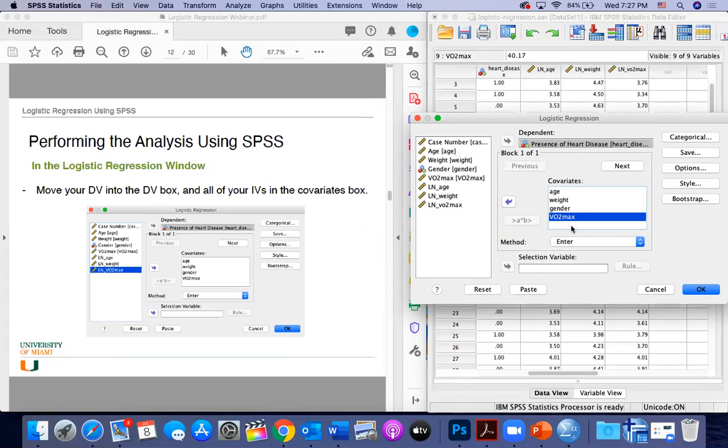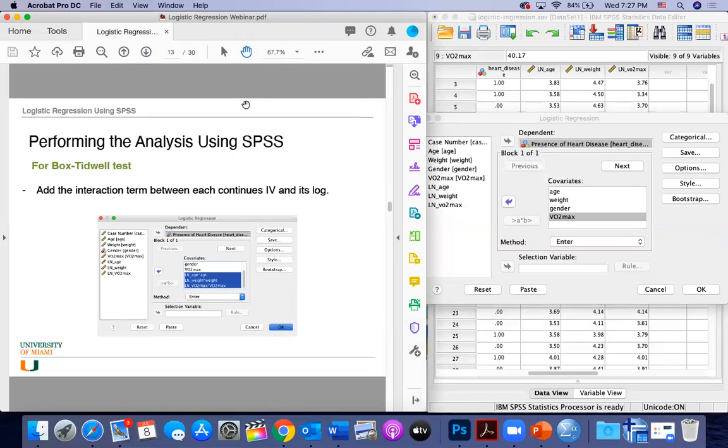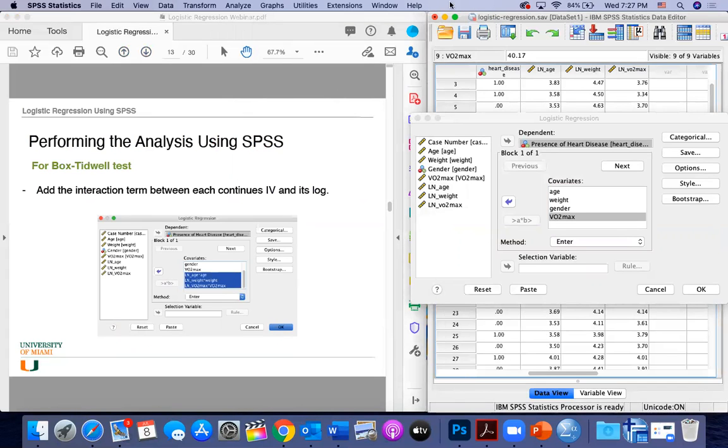This is just the first step again. So you should move the dependent variable to the dependent variable box and all other independent variables in the covariates box. Then to assess the assumption, we should add the interaction between each independent variable and its log value as an interaction term in the covariates box.